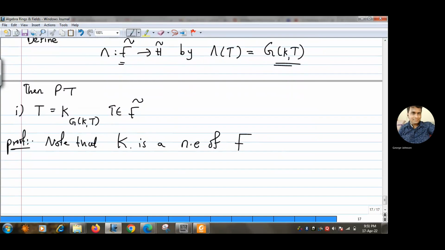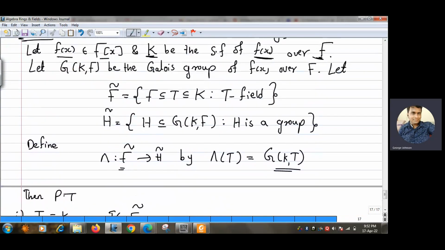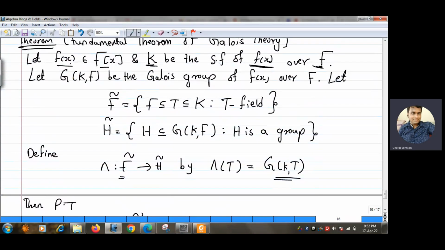Now K is a normal extension of F. That will imply that K is a normal extension of T also. Why? Let us observe that also. See, the same polynomial, if you observe, because the polynomial is in F[x], it is also in T[x].